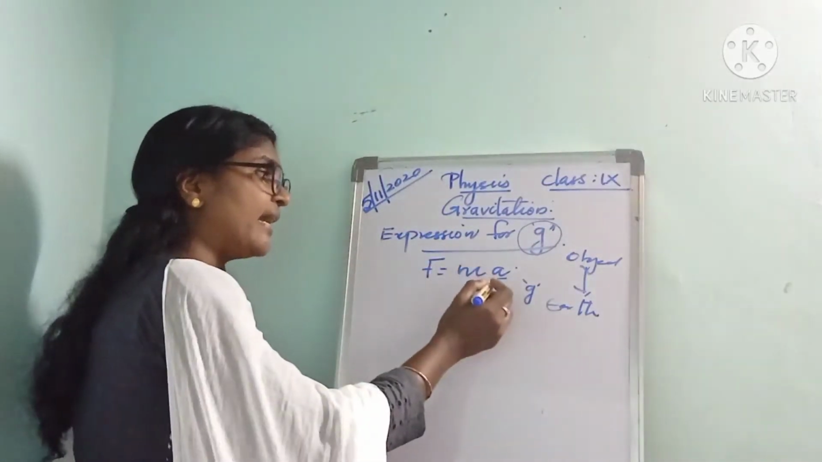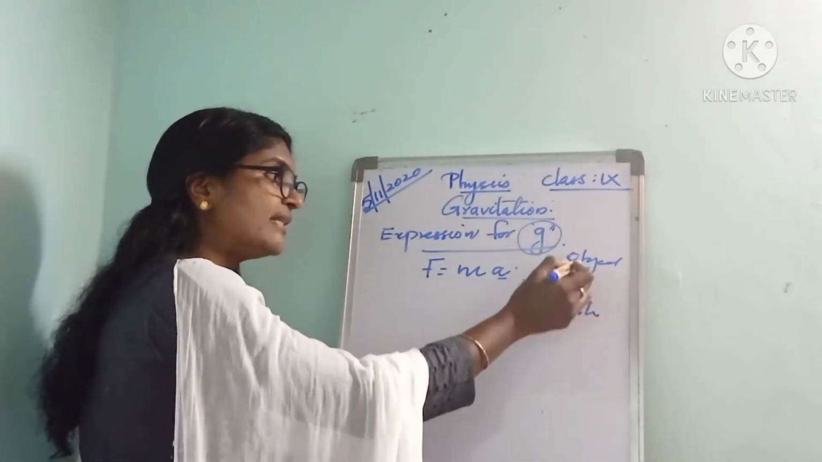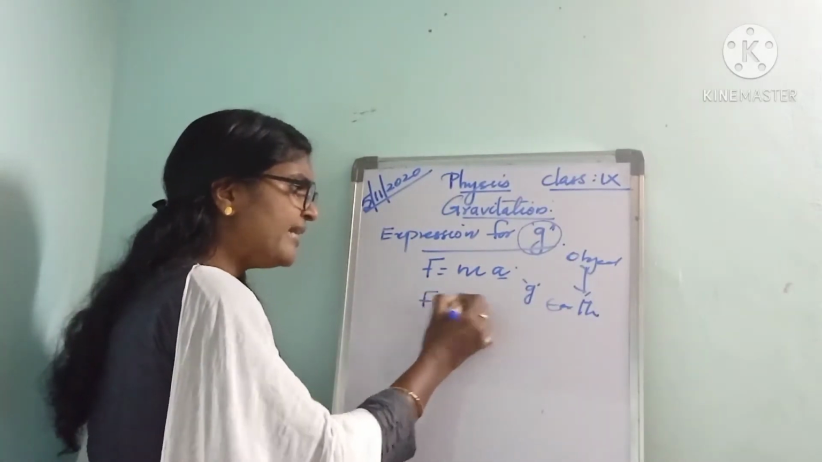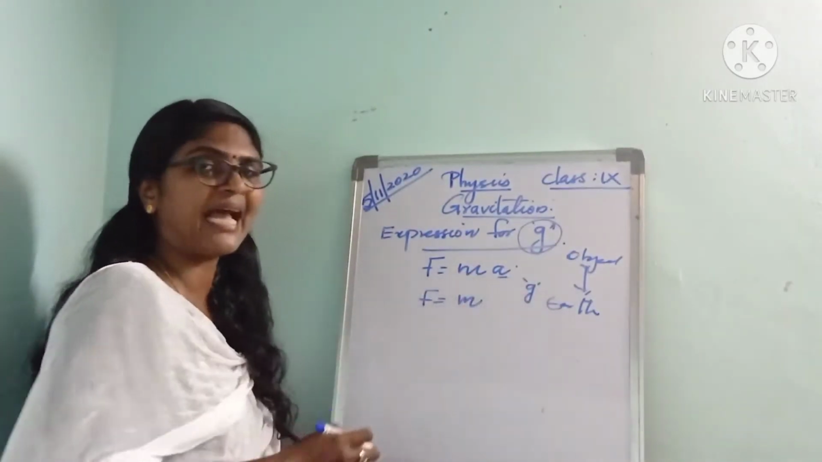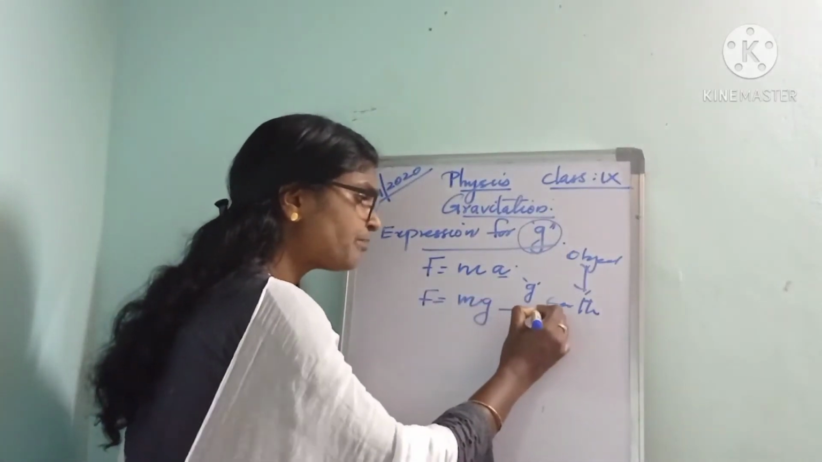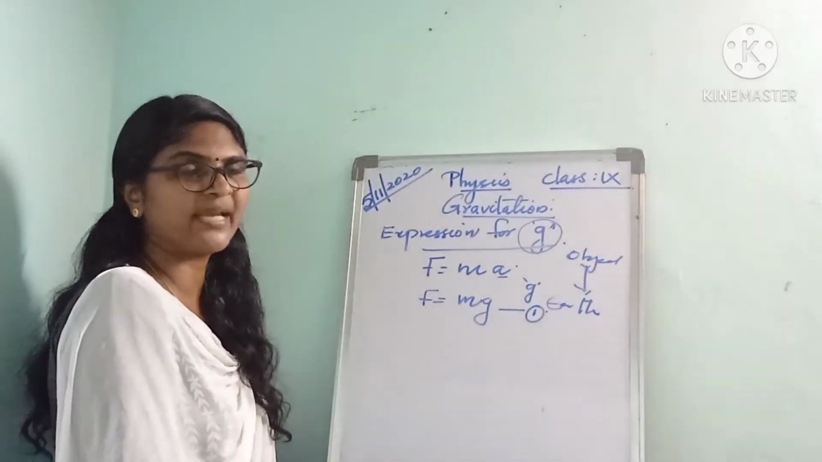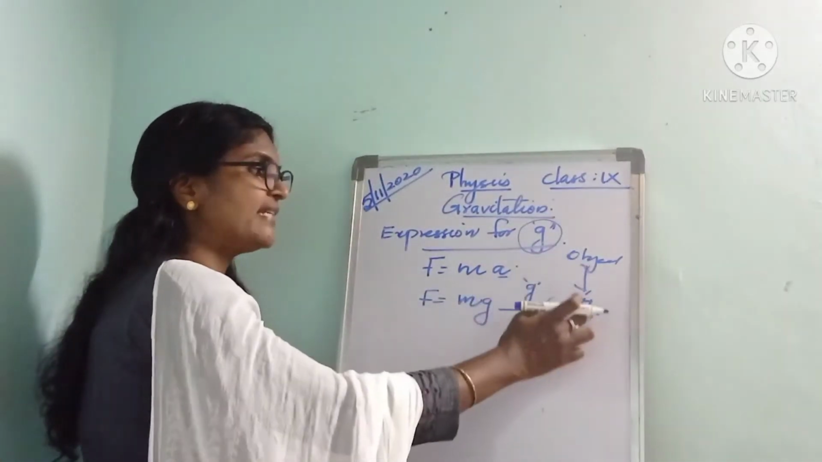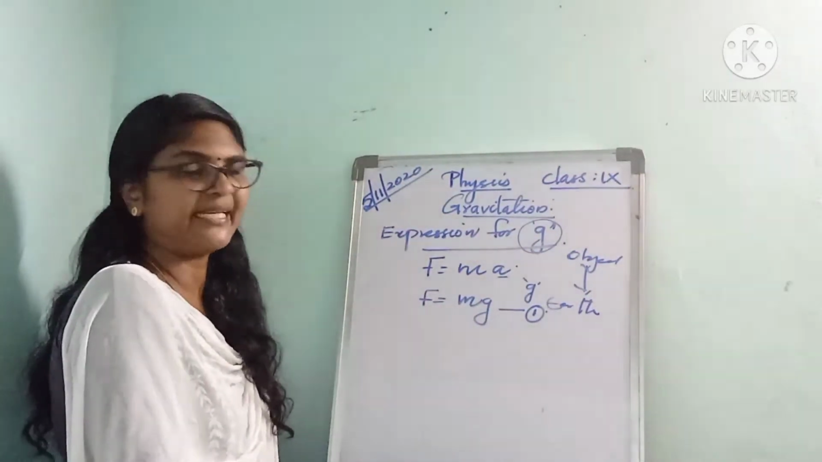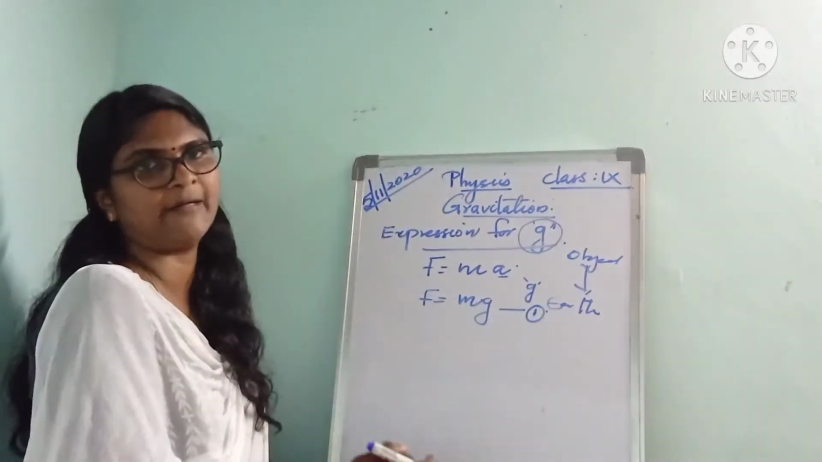So in order to write the force between Earth and that object, we have to write mass into, instead of a, the acceleration due to gravity small g. So F equal to m into g. That is equation number 1. The force between the object and the Earth, F equal to m into g. This equation is written on the basis of Newton's second law.